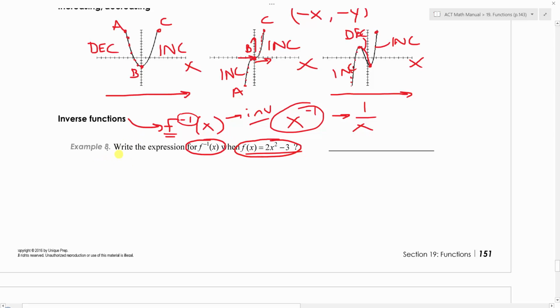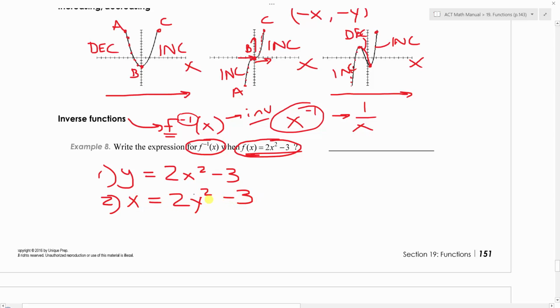There is a very simple process that you can go through to make these questions very easy. Step number 1, you want to change the f of x to y. So this f of x, we're going to make it a y. So I'm going to do y equals 2x squared minus 3. Step number 2, we swap the x and the y.